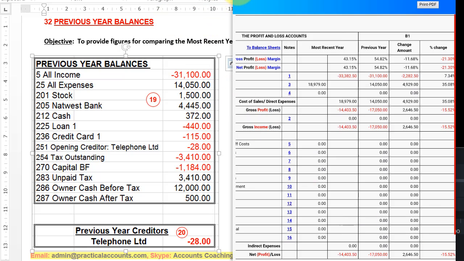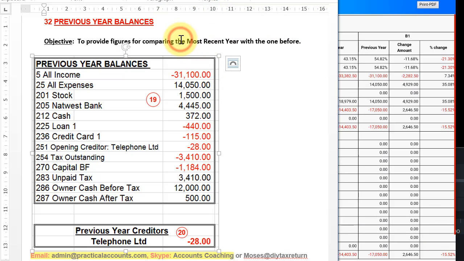Well, that brings us to the end of this session where we looked at the recording of previous year balances and how they are utilized.